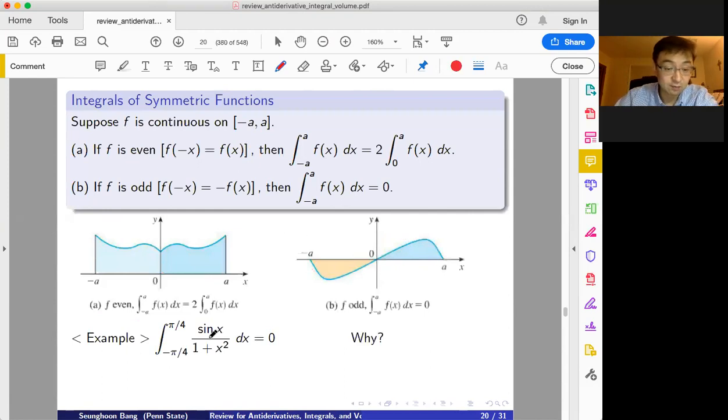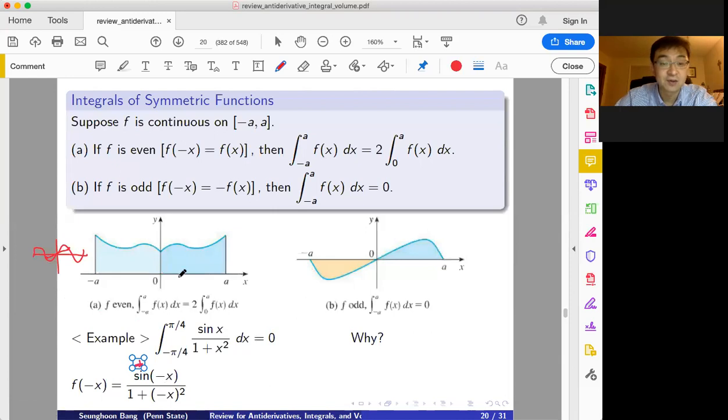Why? Here, f of x is the integrand. You can calculate f of minus x: sine of minus x over 1 plus minus x squared. The sine function is an odd function. It's always an odd function because the graph of sine is always symmetric about the origin, like an odd function.